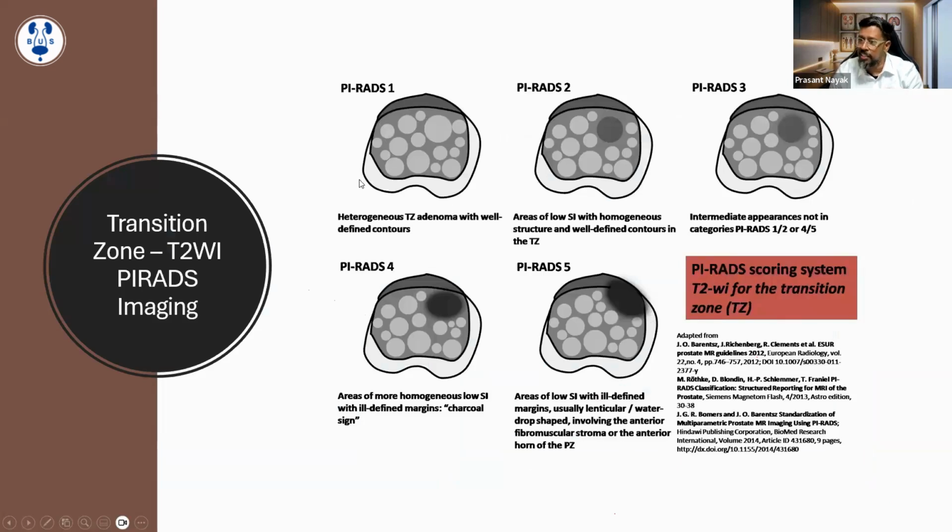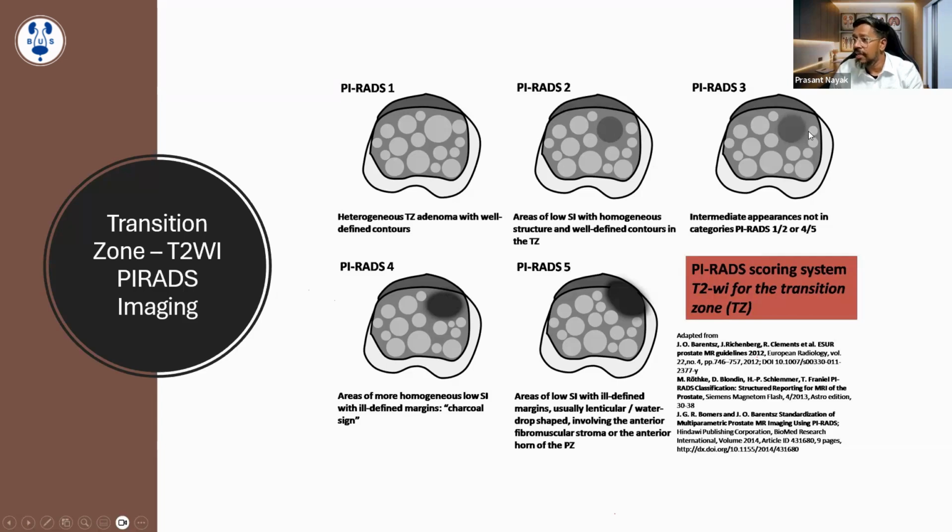Again, you can look at this schematic. Here you can see this is the transitional zone, this is the AFS, and this white area, the peripheral zone. This is the BPH nodule. You can see round nodules with clear margins all around. Here, some amount of haziness is there, an area of low signal intensity compared to the surrounding nodules. This is appearing as lower intensity on a T2 image. So this is suspicious, PI-RADS 2, but still you can see it maintains its round nature. That is why it is kept in 2.